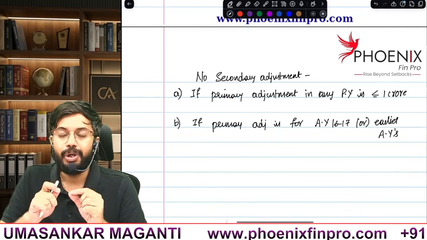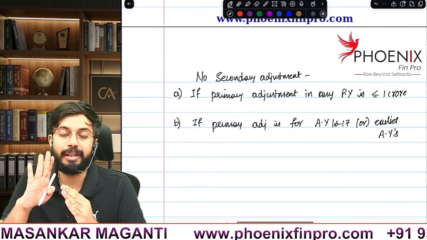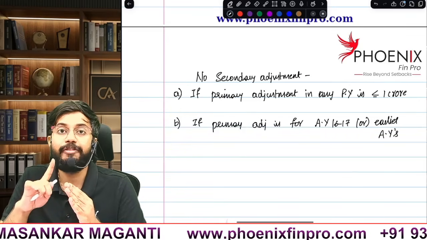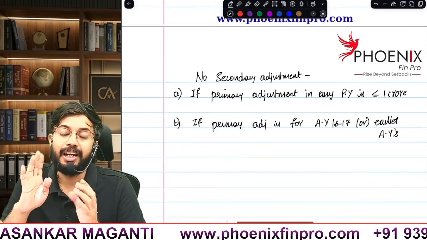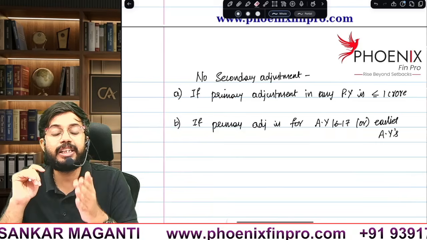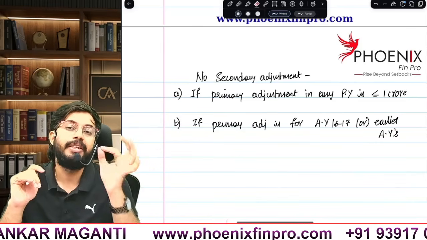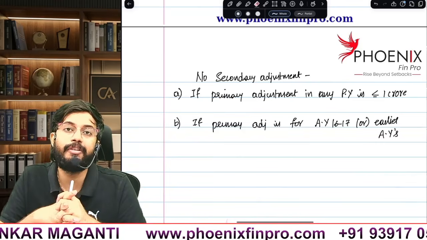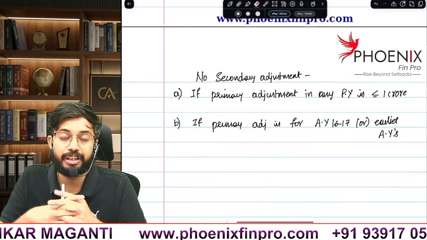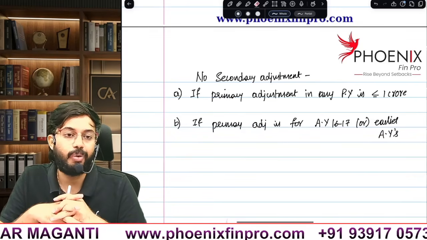So simple, only if primary adjustment is more than 1 crore, then only secondary adjustment is applicable. That too from financial year 16-17 onwards. Assessment year 16-17 means financial year 15-16. Financial year 15-16 or before, the secondary adjustment concept is not applicable. It is applicable only from financial year 16-17 onwards, that too if the amount of primary adjustment is more than 1 crore. Okay.